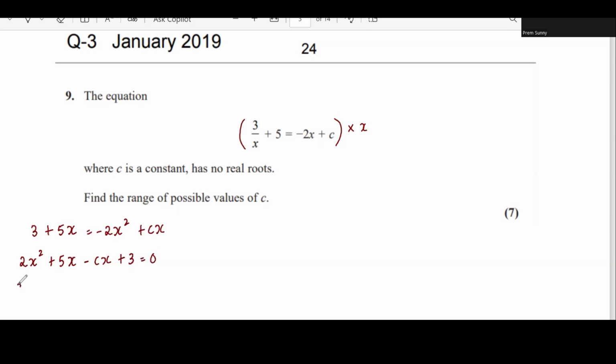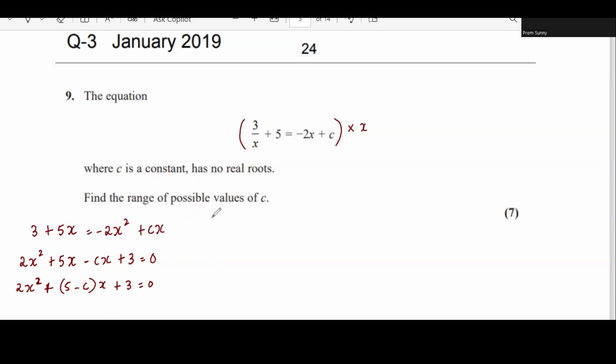This can be further simplified: 2x² + (5 - c)x, where 5 - c is common to x. I'm just factorizing the middle two terms. Plus 3 is equal to 0. Now, we need to find out the range of possible values of c. Means there will be more than one value for c, and it has no real roots.